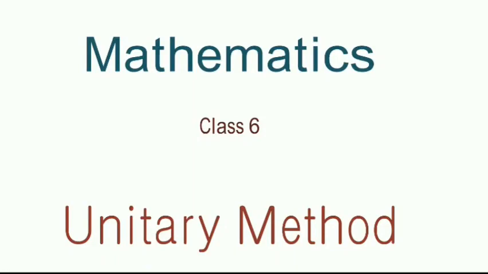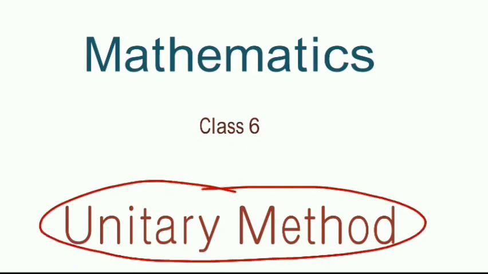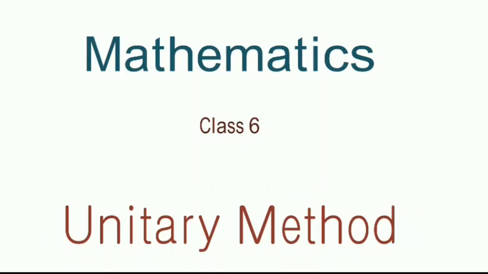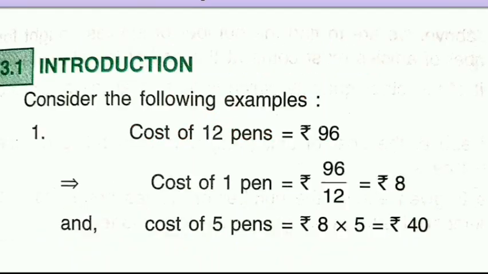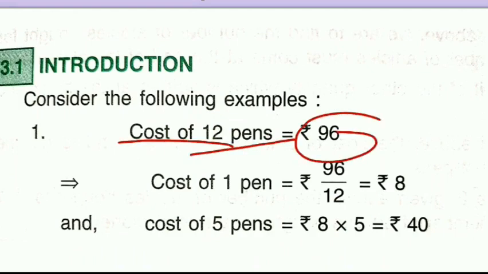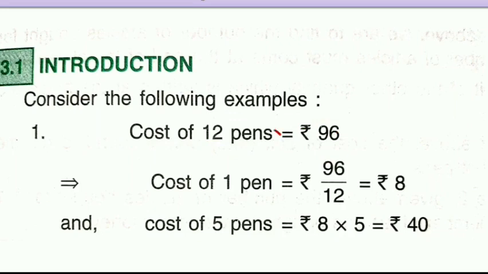Today we are going to learn a new topic, and that is about the unitary method. Consider the following example. If the cost of 12 pens is equal to 96, then can you tell me what will be the cost of 1 pen? Obviously very easy it is. We can find out the cost of 1 pen very easily.